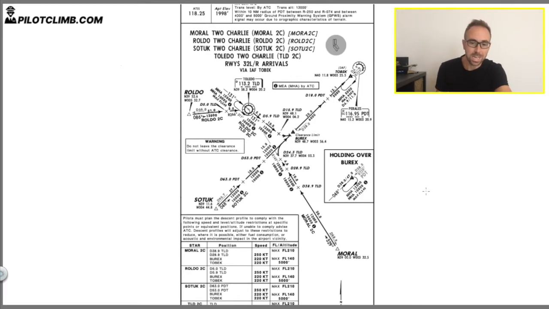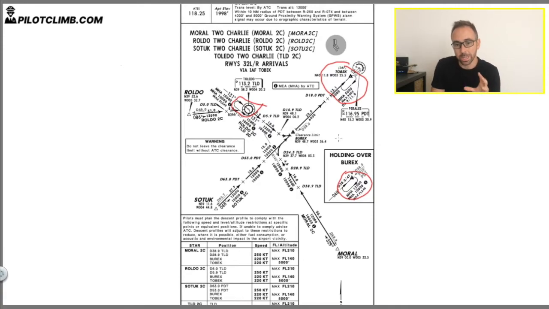So what we can see here in the chart, I'm going to highlight the holding. Okay, this is one holding here, as you can see, it's depicted there. This is another holding here, okay, and this is another holding here, okay. So as you can see, we've got 3 holdings along these arrivals, and let's see what these holdings are all about. Okay, so for the first holding, for example, we can take this holding over Tobec.